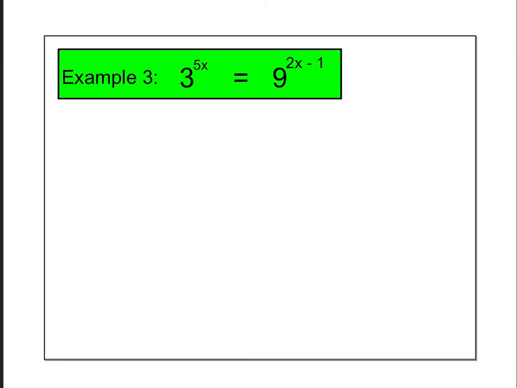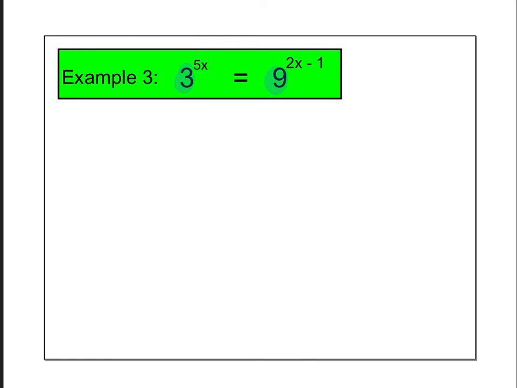Okay, let's try another one here. 3 to the 5x equals 9 to the 2x minus 1. Okay, so this one, they both actually have exponents. But the trick is still recognize that 3 and 9 can be written with a base of 3, right? 9 is really 3 squared.